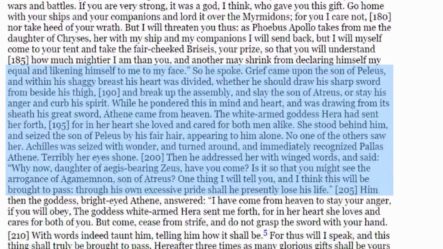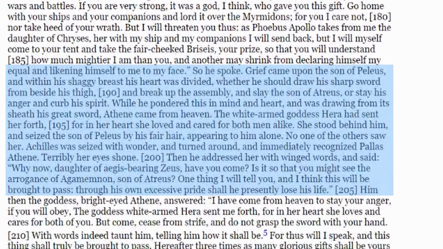As he puts it, it's Athena, the white-armed goddess Hera had sent her forth, for in her heart she, Hera, loved and cared for both men alike. So Athena comes down. She stood behind him and seized the son of Peleus by his fair hair, appearing to him alone. No one of the others saw her. Achilles was seized with wonder and turned around and immediately recognized Pallas Athena.